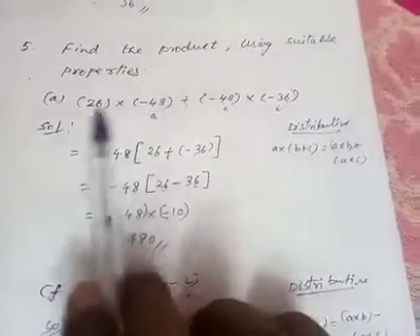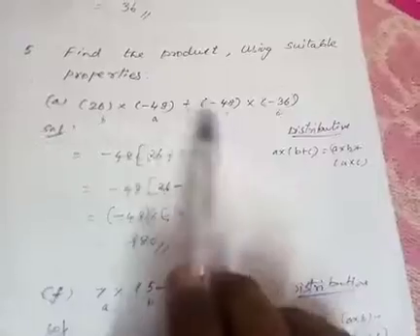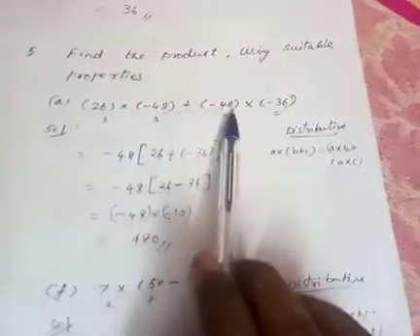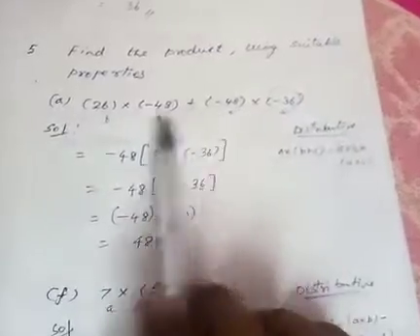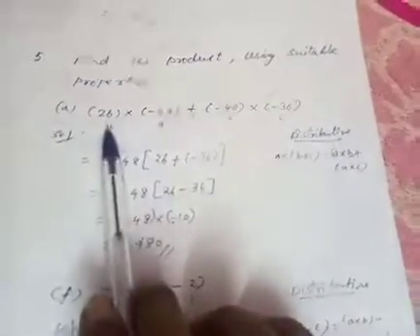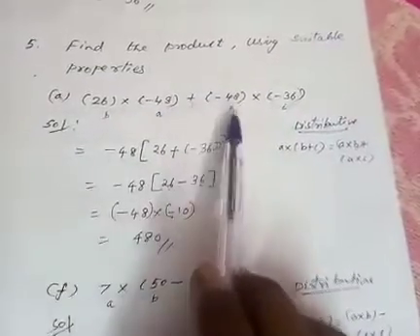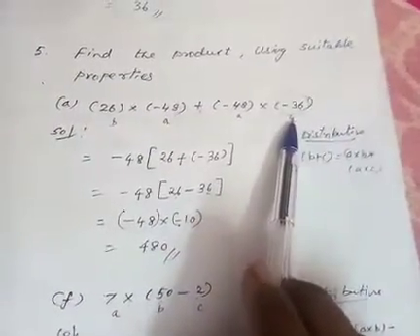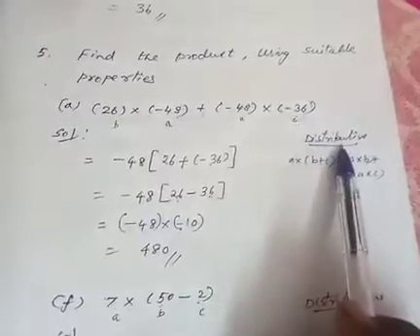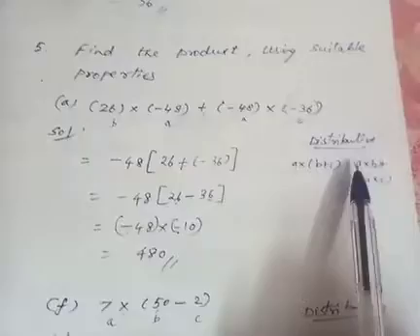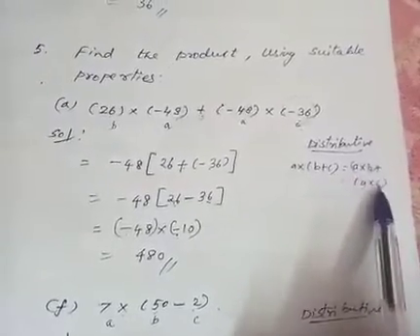Here there are totally two terms. These two terms have minus 48 and here also minus 48. So minus 48 is common. So take A value as minus 48, here B, and this is C. So A into B plus A into C. Using the distributive property, A into (B plus C) is equal to A into B plus A into C.